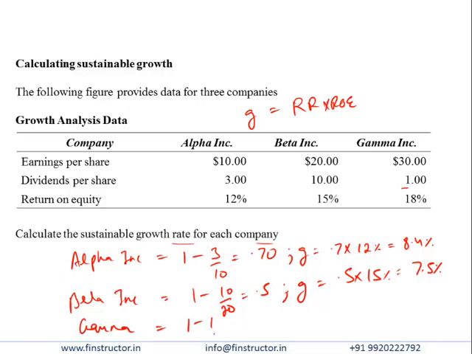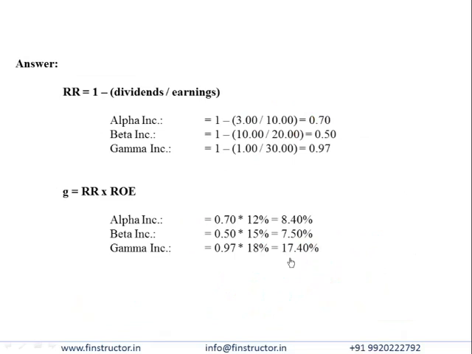We see that Gamma Incorporated has a very high retention ratio. The payout ratio is only about 3%, that is, about 97% of the earnings are being reinvested into the business, which is generating a high ROE of 18%. So the growth comes out to be 17.4%. Please note that such high growth rates are normally not sustainable. This company is probably a young company which has a lot of opportunity at the moment. As the business becomes bigger and more mature, the payout ratios should increase, the ROE should come down, and the sustainable growth rate should come down a little.